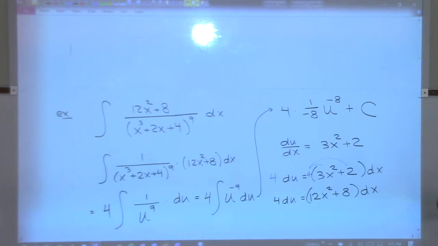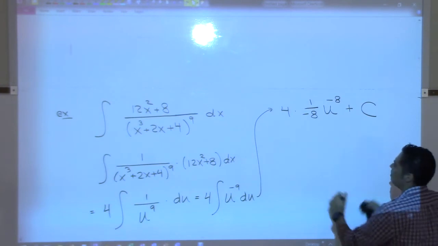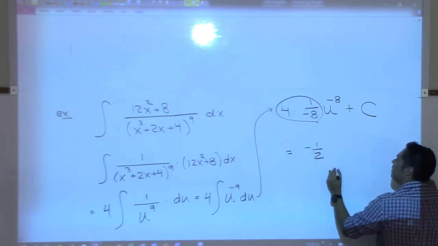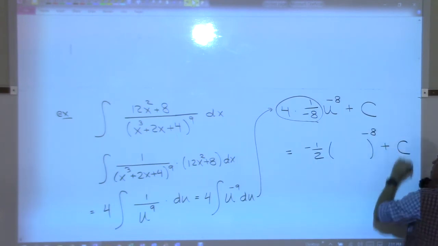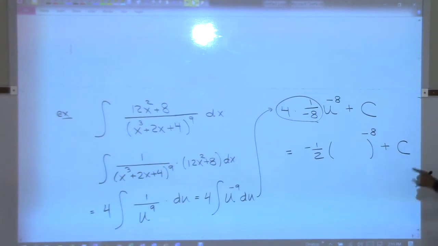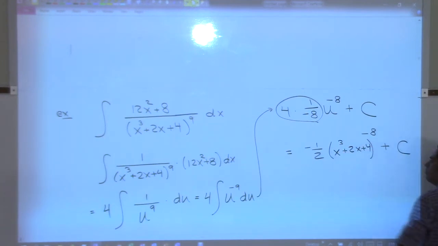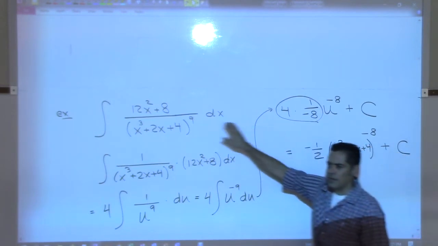And last step is replace u, right? Replace u with what it is and clean it up a little bit. That can be simplified. That's negative 1/2. This is u to the negative 8 plus c. But u was, Nicholas had picked the whole bottom, right? Yeah. That's it. If we take the derivative of this, we should get this.